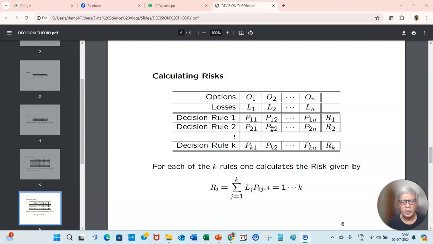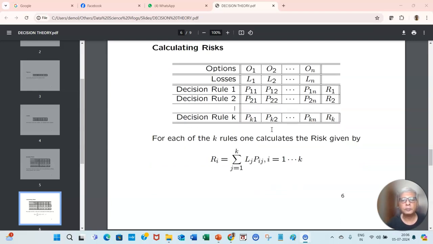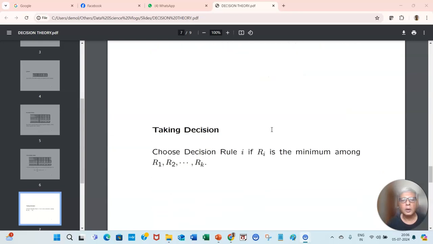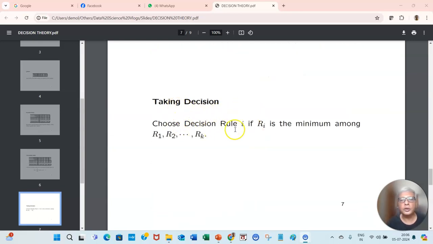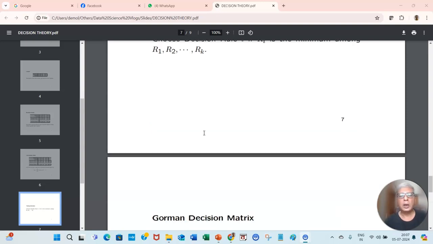But it has a lot of mathematical abstractions with continuous losses, etc. But I am not going into it. So taking a decision: choose decision rule i if Ri is the minimum among R1, R2, Rk. The one with the minimum risk is our chosen decision rule. So that's the decision theory we studied in a nutshell.